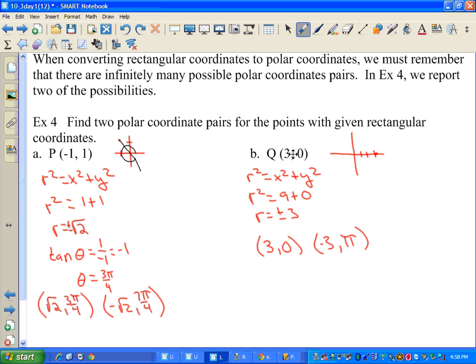And letter B, we have a point that's actually on the x-axis, 3, 0. We use the same relationship. We get the radius to be plus or minus 3. Now, if I use the angle of 0 and the radius of 3, that gets to the point. Or I could use an angle of pi and make the radius negative 3. So instead of going along to pi, we would go in the opposite direction, of course.